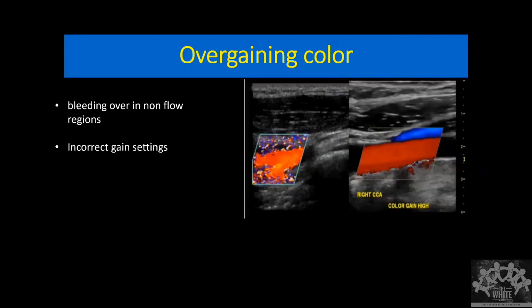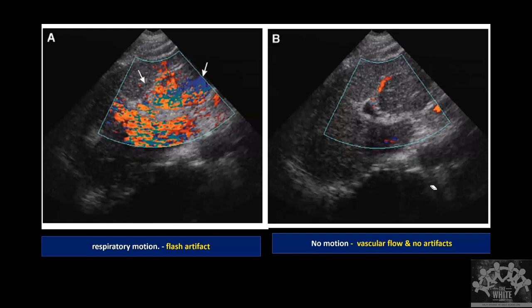See here again, one more image of the bruit. See here, one more image. The color is going outside. See here again.